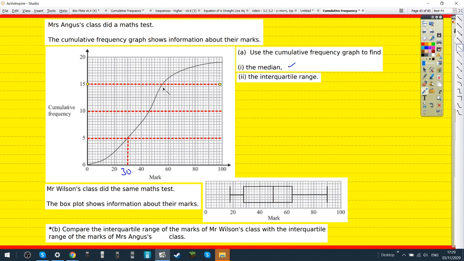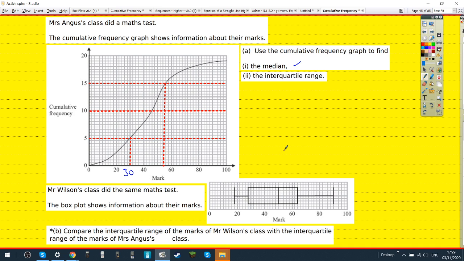And that goes to about 53 or 55. Well, 50 is halfway. I think these are going up in twos. So 58, 56, 54. Okay, so the upper quartile is 54. The lower quartile is 30. Interquartile range? Interquartile range 24. Well done. Interquartile range is 24.